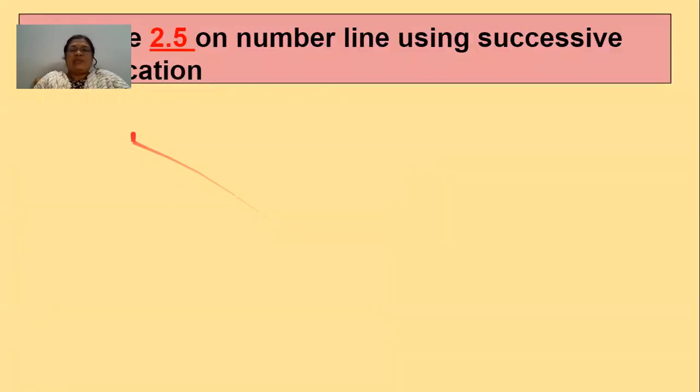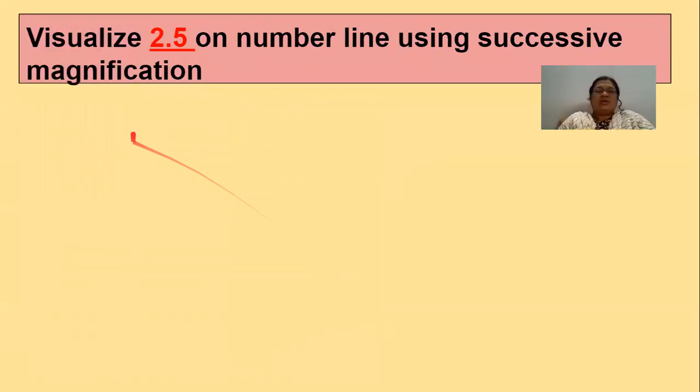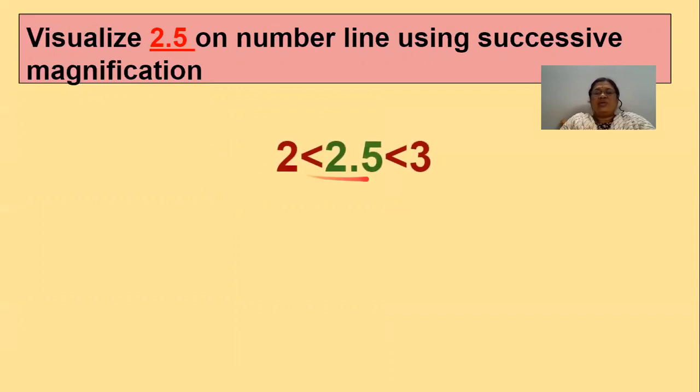to find out a number that is in decimal form, we all know where 2, 3, all these rational numbers locate on the number line. Let us see where this 2.5 locates on the number line. So you all know that the 2.5 value will lie between 3 and 2, isn't it? It lies between 2 and 3.